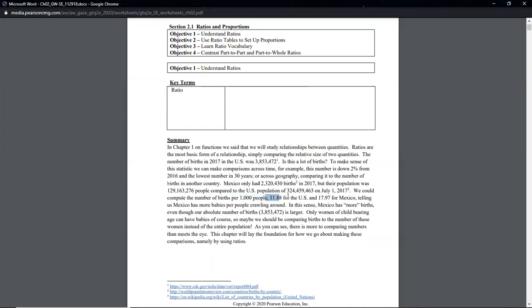So there was about 12 births for every 1,000 people in the US, but there was about 18 births for every 1,000 people in Mexico. And what that means is Mexico is growing quicker, at least in the year 2017. They have more births in this sense when you think about it as a base value of the population.